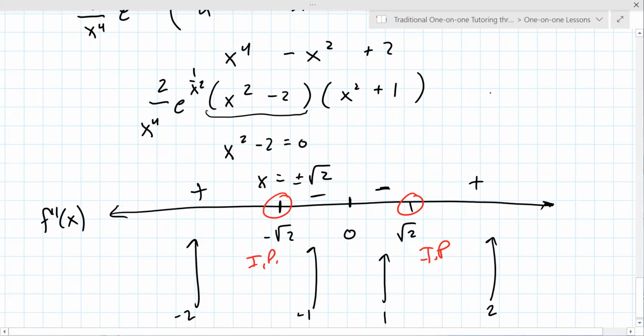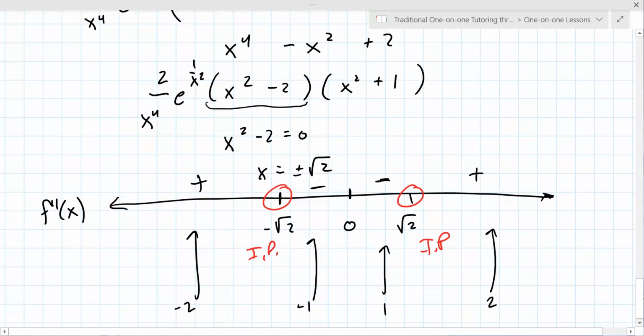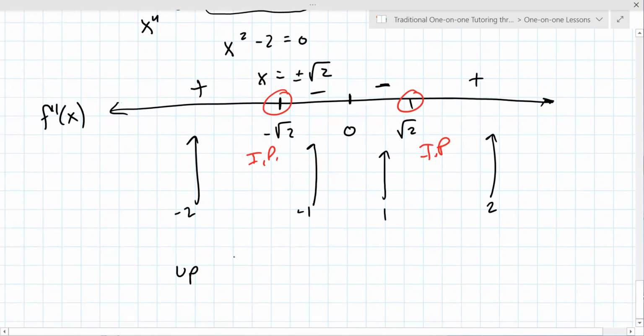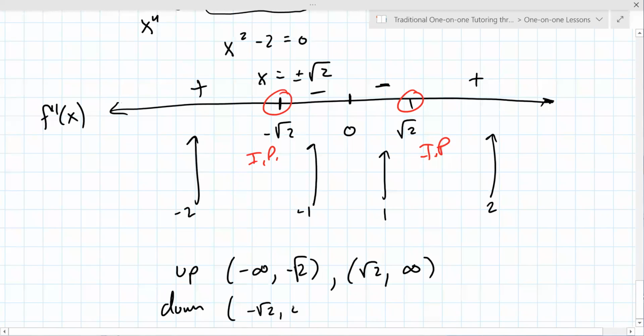So it's increase. I'm sorry, concave up, concave down. I'm misspeaking here. Concave up from minus infinity to minus square root of 2, and from square root of 2 to infinity, and it's concave down from minus square root of 2 to 0, and from 0 to square root of 2.